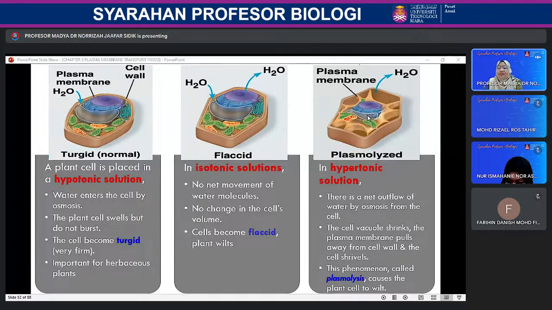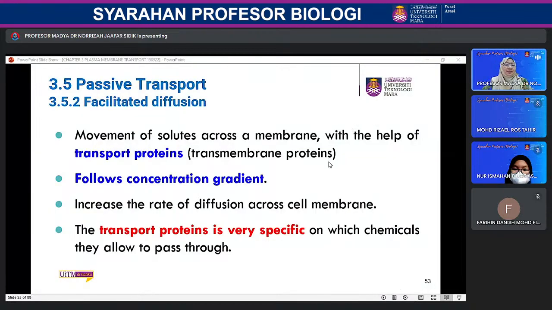So this phenomenon we call plasmolysis. Yeah, plasmolysis. Right? And this causes the plant cell to become weak. Okay.